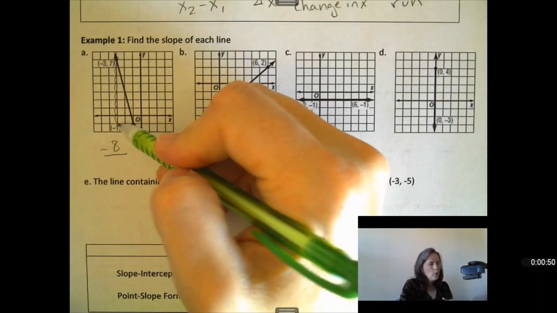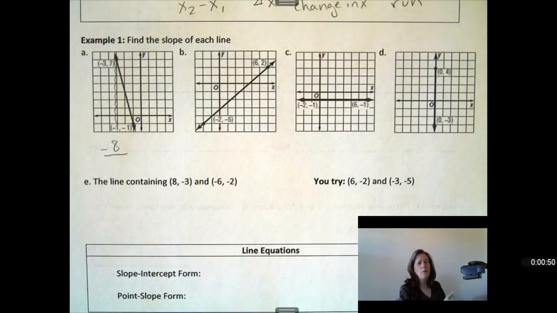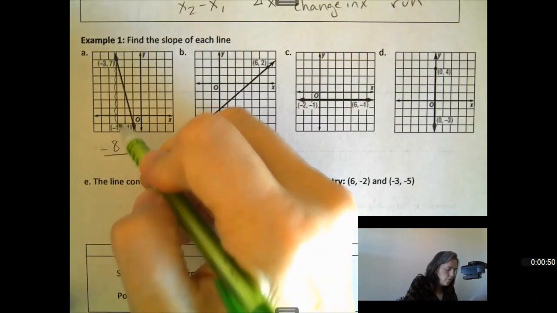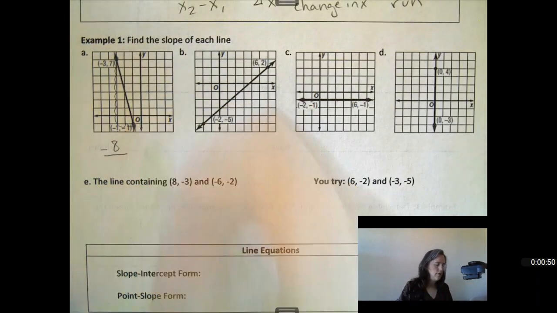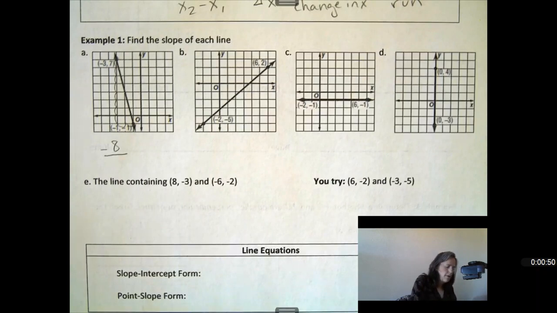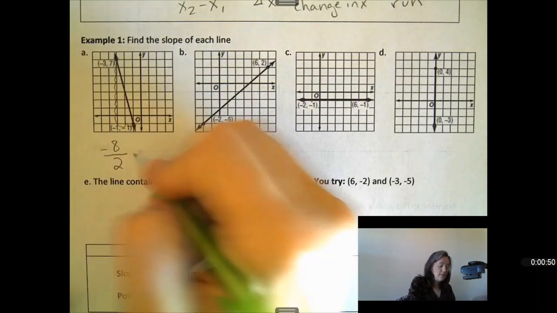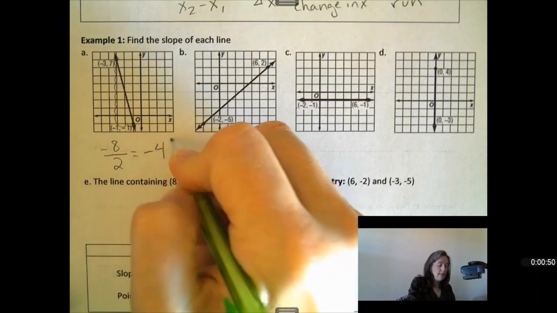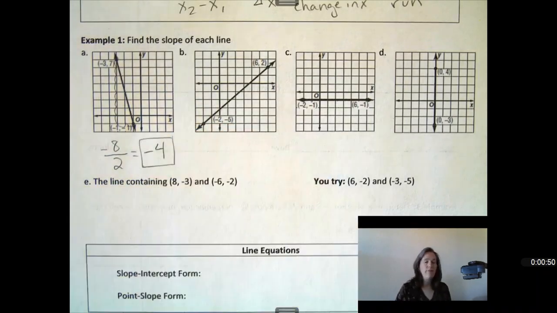And it's running forward. We do it like we're reading. So as it moves to the right, we call that positive. 1, 2. Runs 2. Positive 2. So -8/2 is the same as -4. That is our slope for that first one. And we did it by using the graph and rise over run.